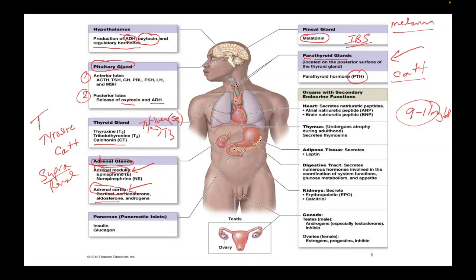The pancreas, our good friend the pancreas, the endocrine portion makes insulin and glucagon. The beta cells make insulin, and the alpha cells produce glucagon. Insulin is designed to lower blood sugar, whereas glucagon is designed to increase blood sugar.